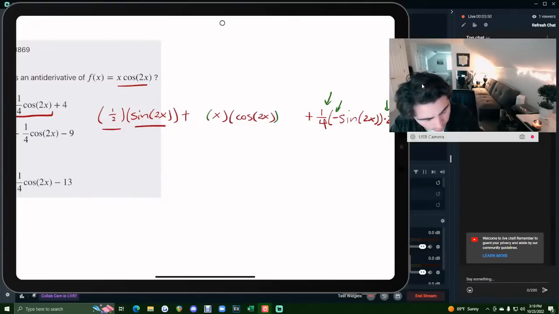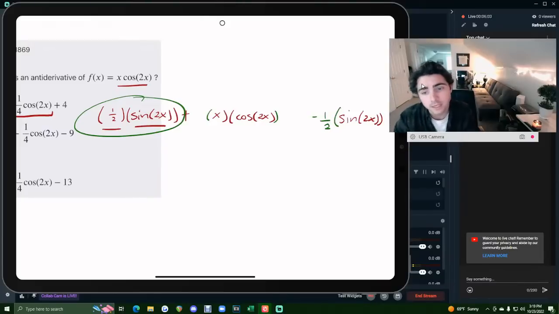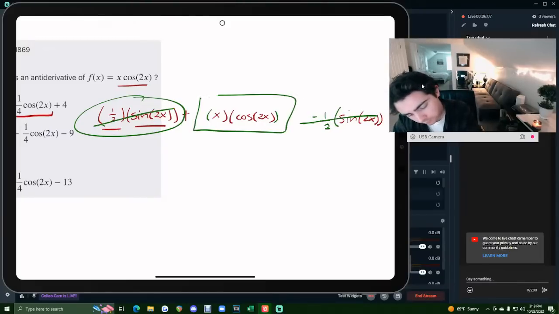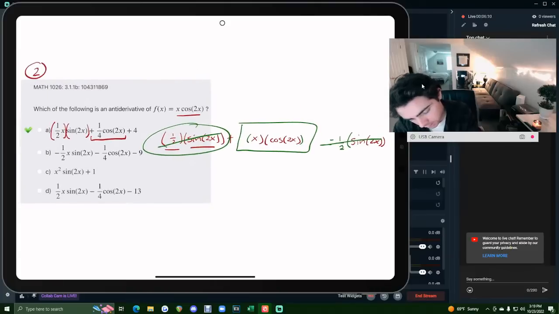And then we see a 1/4 times a 2 times a negative. So 2 times 1/4 gives us 1/2, but then if it's negative, we have negative 1/2 sine of 2x. And over here we have positive 1/2 sine of 2x. These go away, and we're left with that. And that matches that. And that's it.